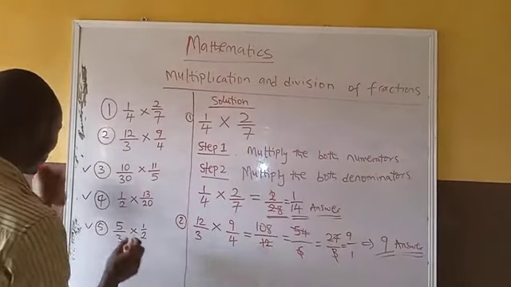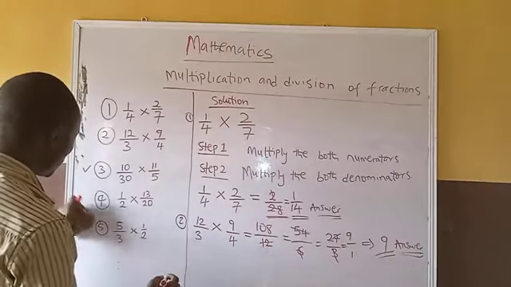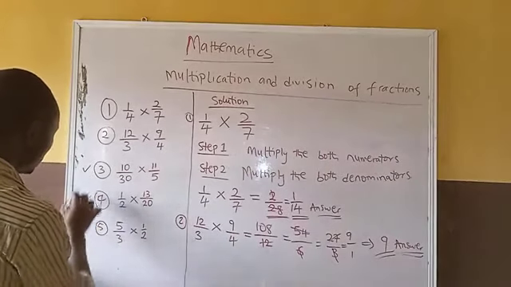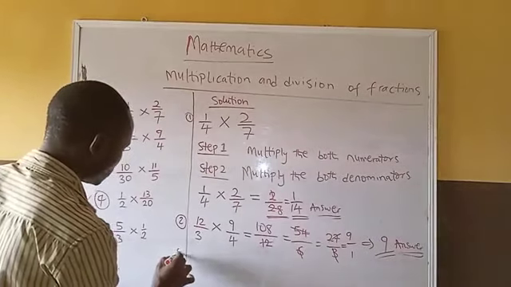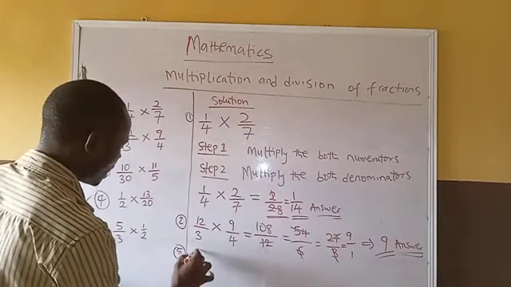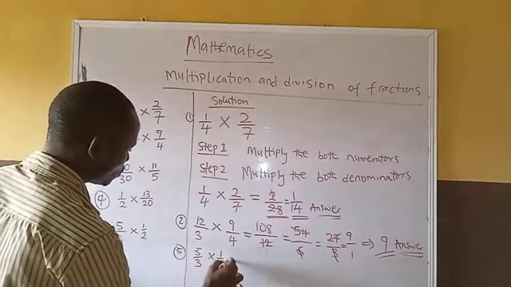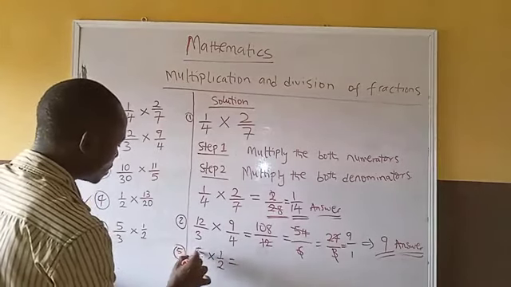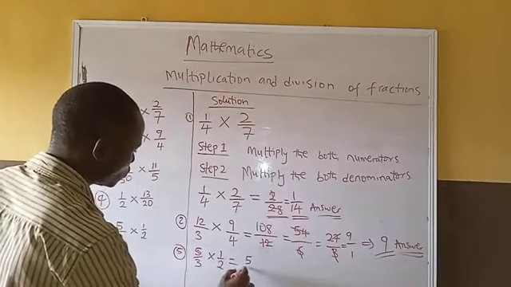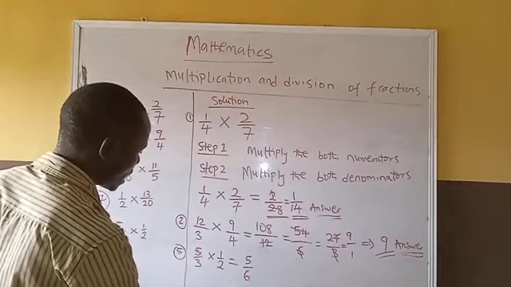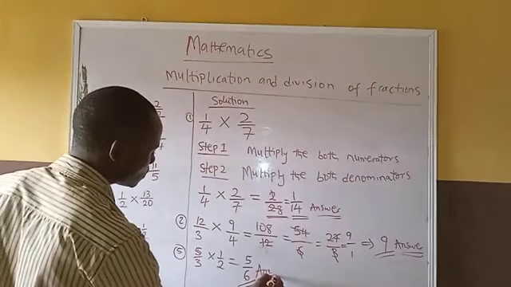Okay, let me solve number 4. You will do 3 and 5 for me. Or let me solve number 5. You do this and this for me. I want to solve number 5. Right? 5 over 3 times 1 over 2 equal to 5 times 1, 5, right? 3 times 2, 6, right? So this is our answer.